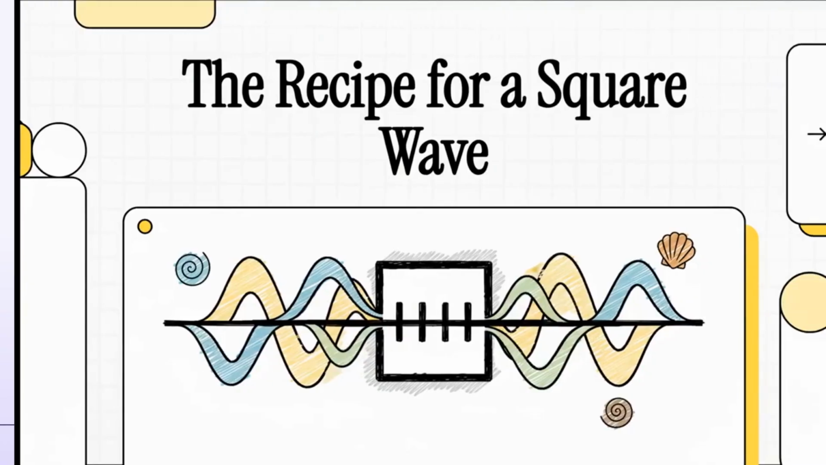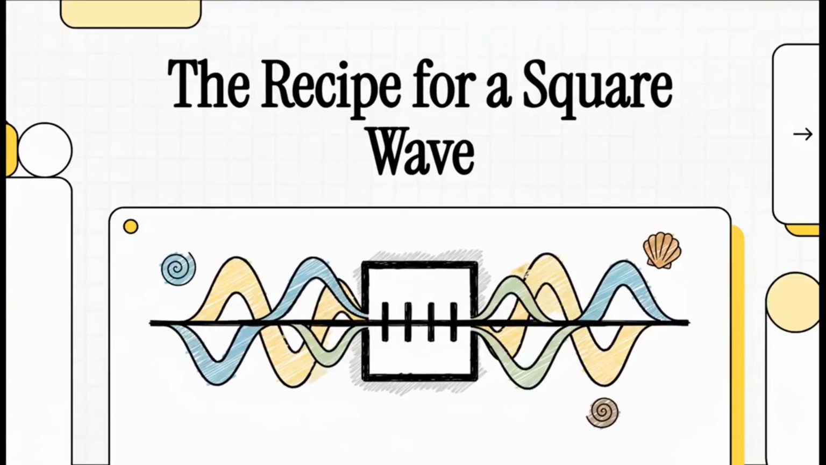Okay, today we're talking about the recipe for a square wave. And you might be thinking, a recipe? Well, yeah. Have you ever wondered how digital signals get those super sharp, clean edges? The answer, believe it or not, is hiding inside some of the smoothest, curviest shapes you can imagine. So let's dive in and find out how that works.